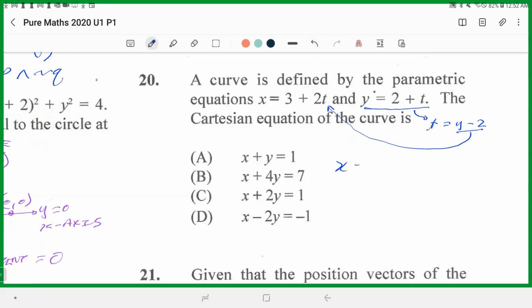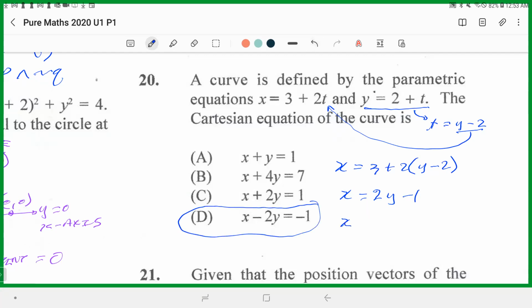So I'm going to get x equals 3 plus 2 times y minus 2, minus 2. So x equals, this is 2y, and this time this is minus 4, 3 minus 4, negative 1. We transpose the 2y over here. I'm going to get x minus 2y equals negative 1. That's the last one.